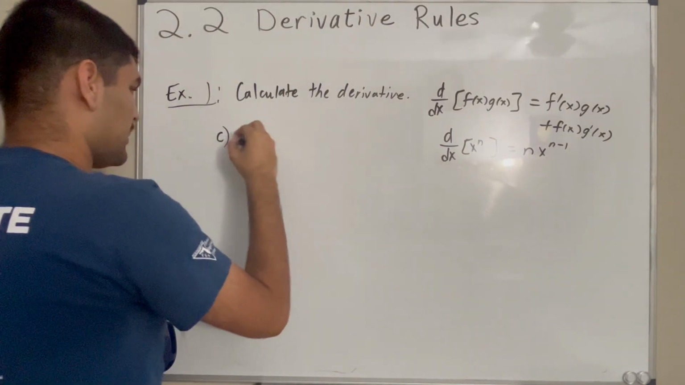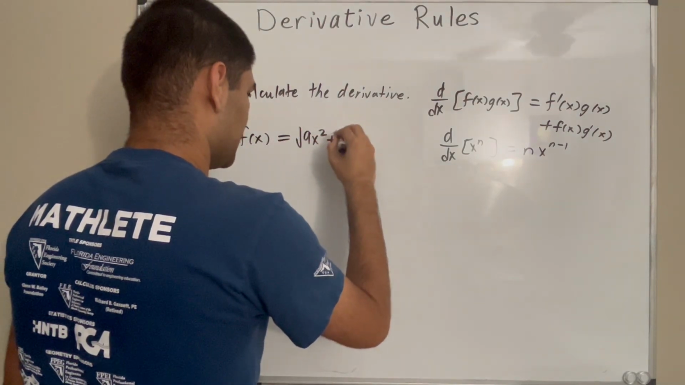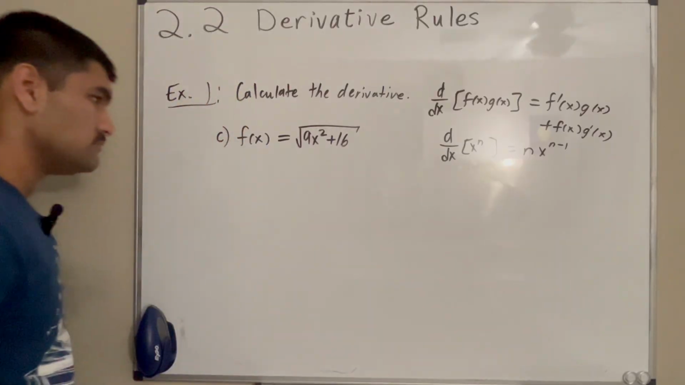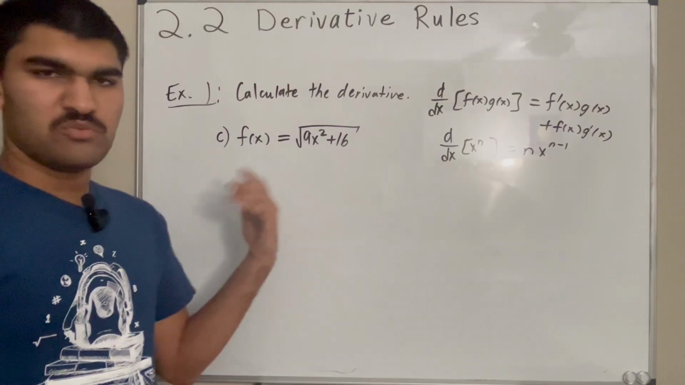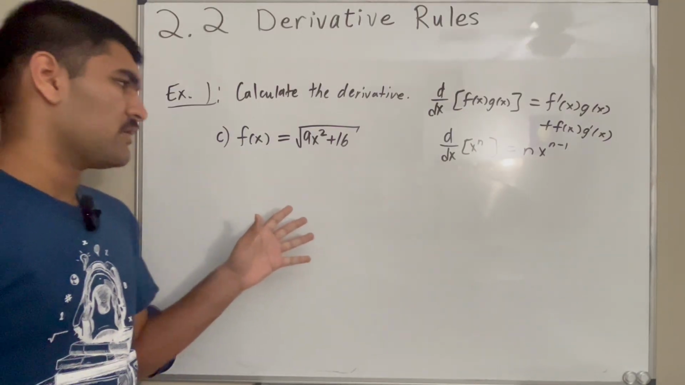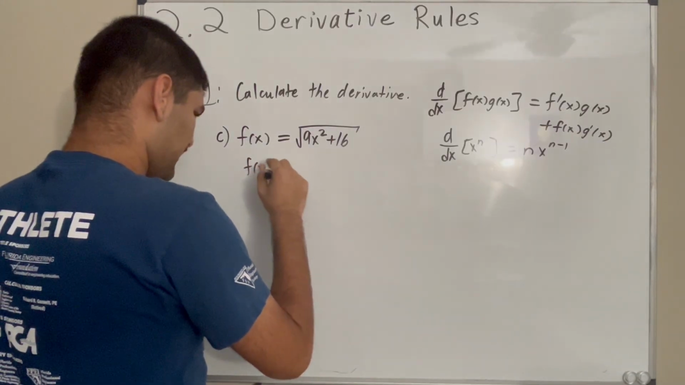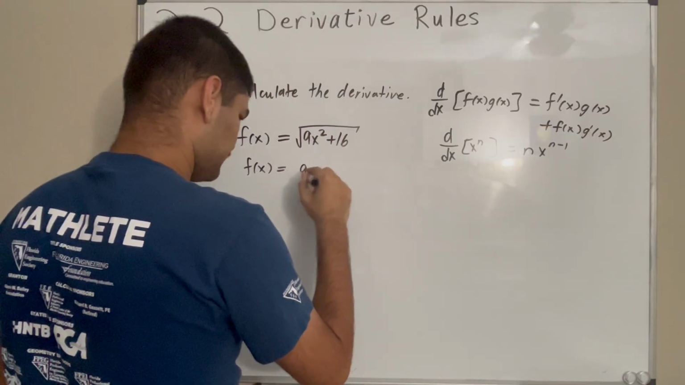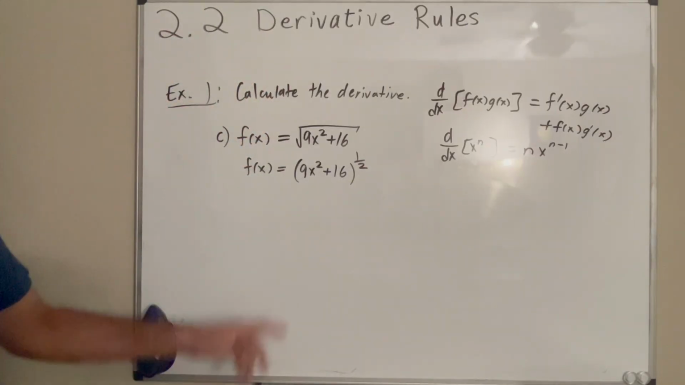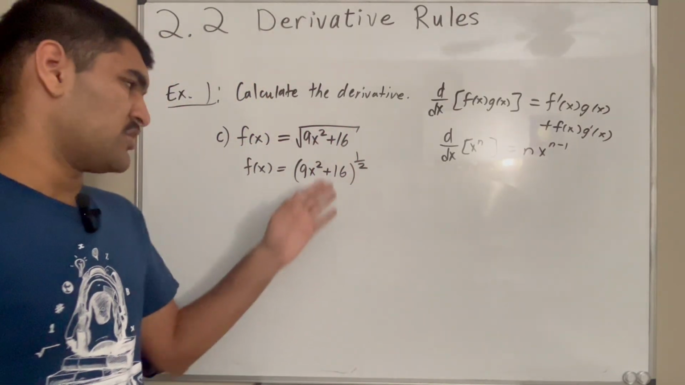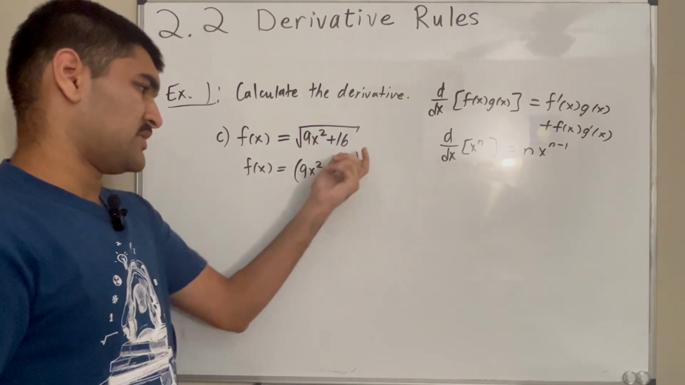Part C. So now let f of x be the square root of 9x squared plus 16. Okay, so immediately it might be a little bit hard to see what type of rule we need to apply. But after a little bit of inspection, you can notice that we can rewrite this as 9x squared plus 16 to the 1/2 power, right? Because remember that square roots and radicals in general are equivalent to fractional exponents. So this is just equivalent to 9x squared plus 16 to the 1/2 power.